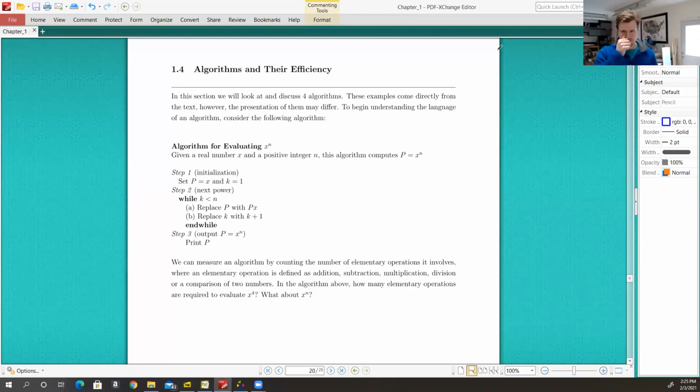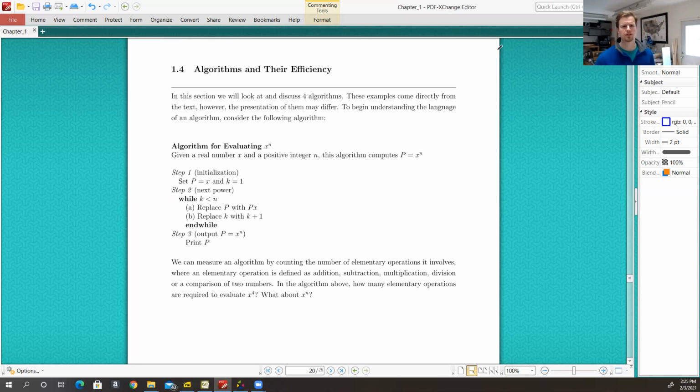Welcome to the workshop. We want to take a look at section 1.4, algorithms and their efficiency. And algorithms are really important, especially for those computer science folk. You're going to be dealing with algorithms a lot, as that's essentially what you're writing anytime you write a program. So let's take a look at our notes here.